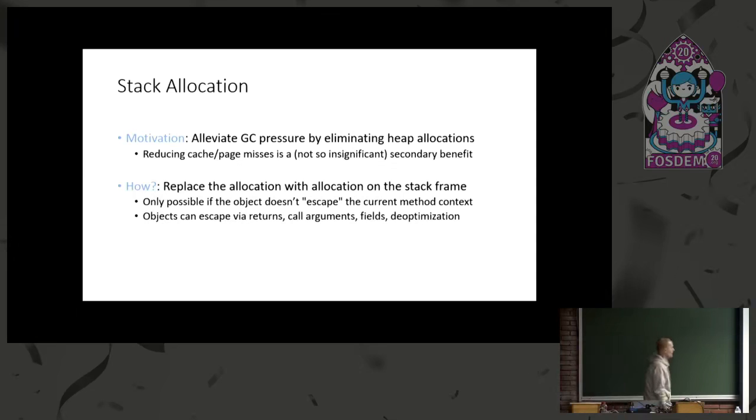So how are we actually going to try doing this? We're going to eliminate the allocation, but not quite. We're going to allocate on the stack frame rather than on the heap. It's a known compiler optimization, it's just somewhat not actually being done in C2 yet. We can do this when the object does not escape the current method context. Typically objects escape with returns, calls to methods, or by being stored into fields and passed around. So there are places where we can do it, and places where we can't.